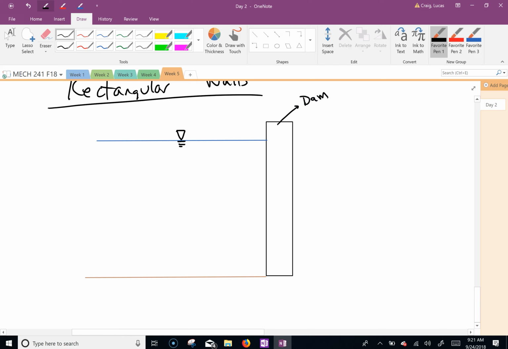So we have a dam that's projected in and out of the screen. And we have a free surface. And we have the ground at the very bottom, which is that brown line.